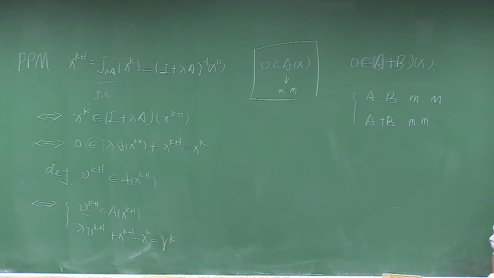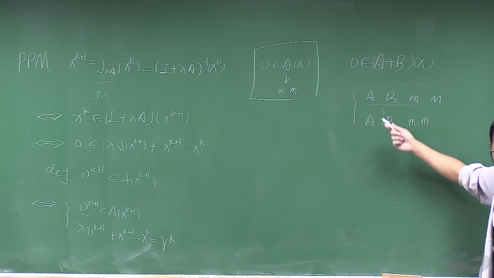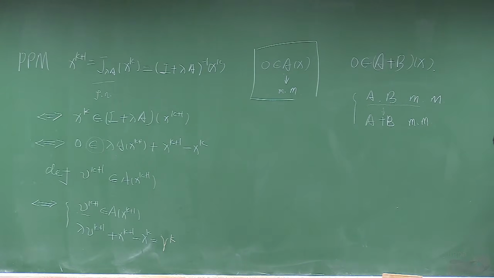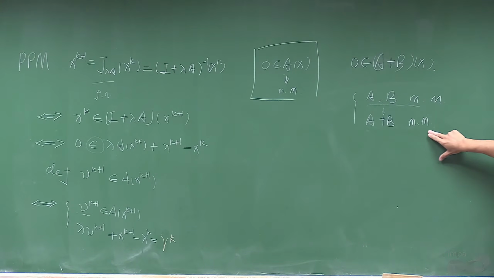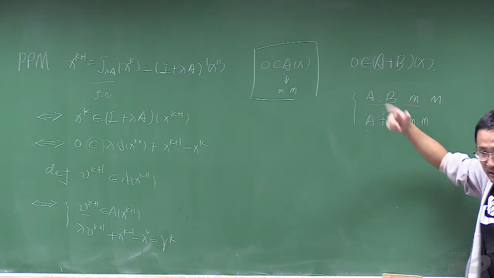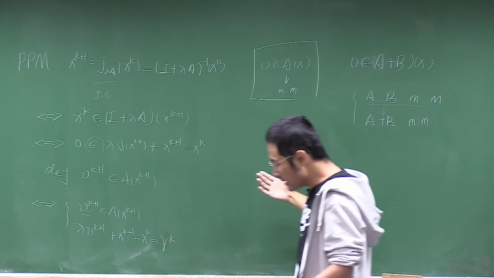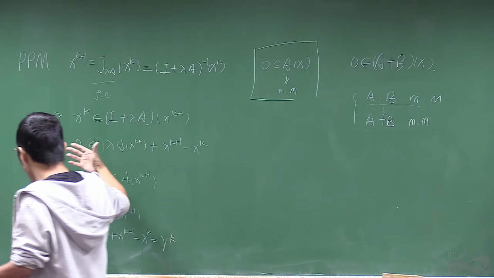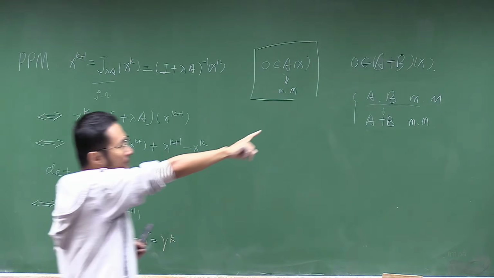Be careful. If you have the first assumption, you cannot get the second automatically. You need some assumptions, okay? But even when we have these assumptions, the sum of the operators is still a maximal monotone operator. The question is, is it still possible or practical to use the PPM to solve these problems?